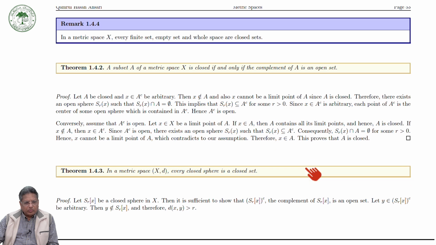Now we will prove that in a metric space (X, d), every closed sphere is a closed set, as we have proved that every open sphere is an open set. Similarly, every closed sphere is a closed set, and this we will prove in the next talk.